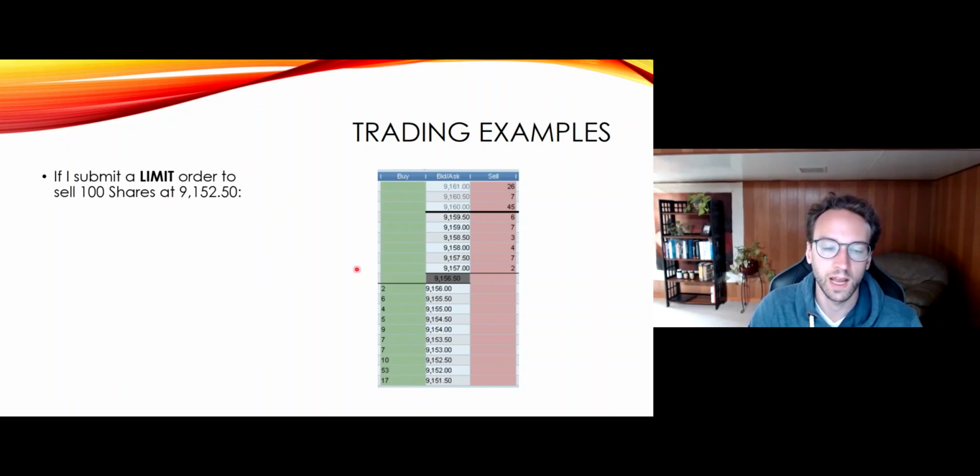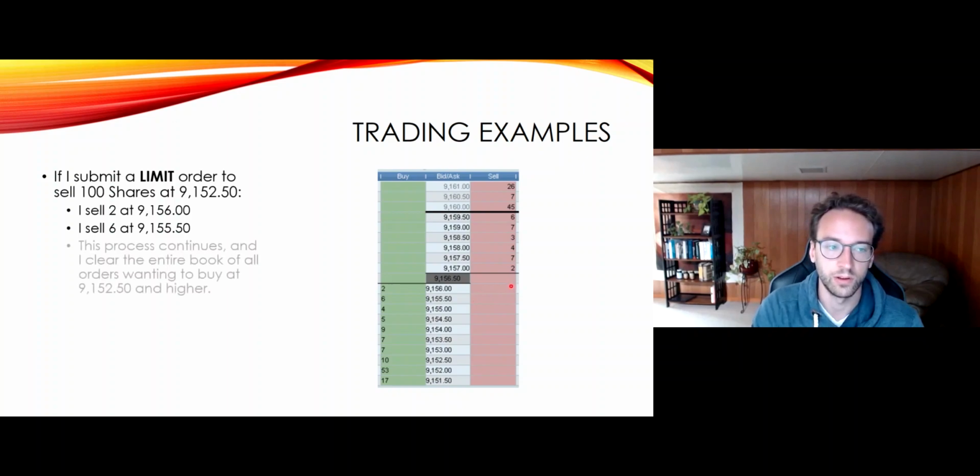Okay, so what happens in terms of this order book? You actually don't immediately sell at this price, 91.52.50, because there are people who are already standing around waiting to buy shares from you at these higher prices. So you sell 2 at 91.56. You transact against these 2 orders that are on the book. You sell 6 at 91.55.50, right, going down the book. Another 4 at 55, another 5 at 54.